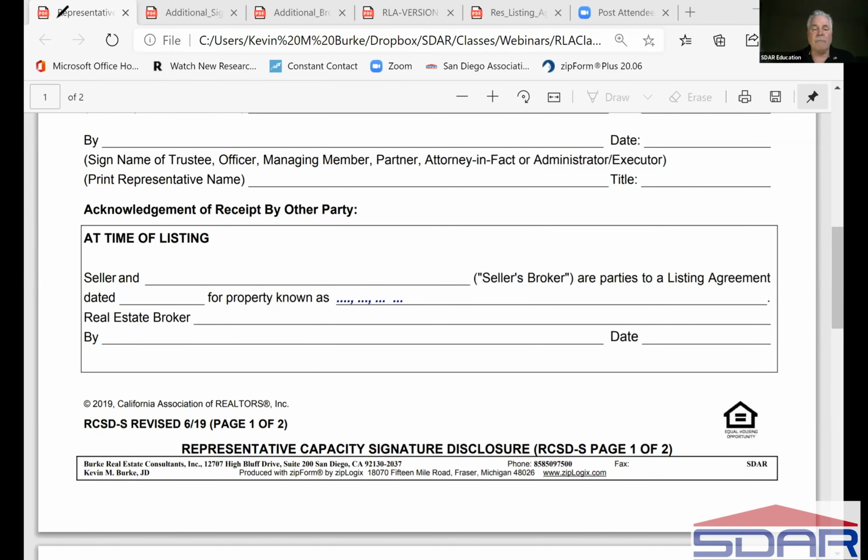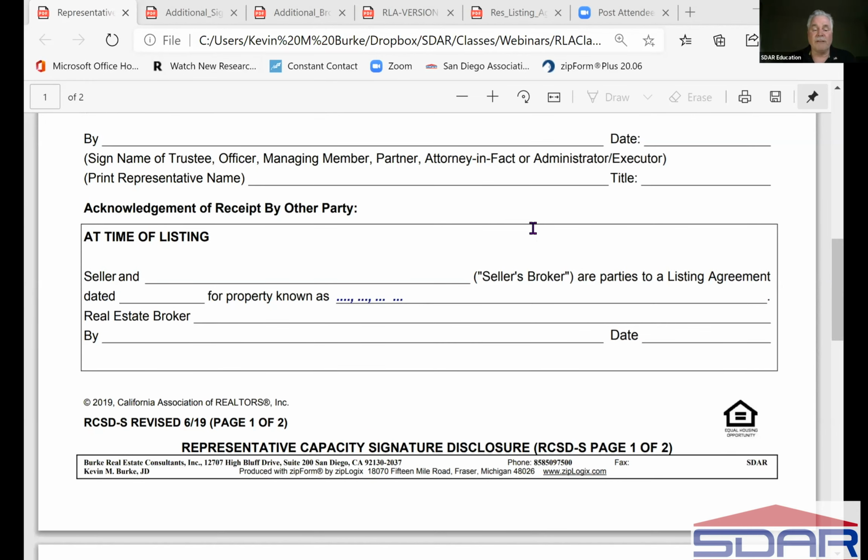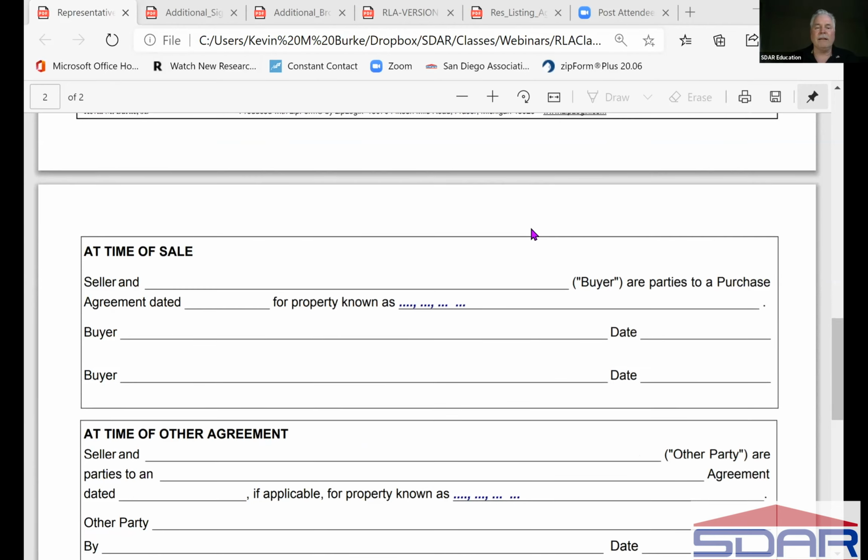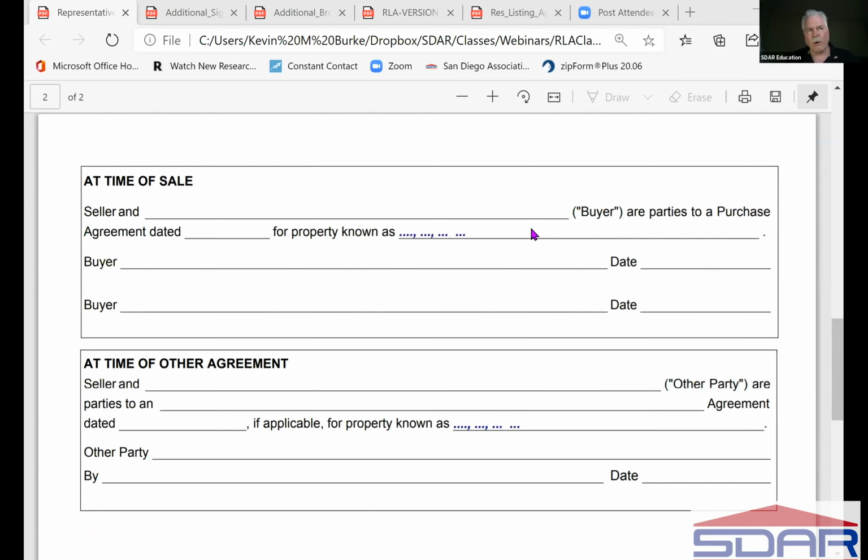All right, and I may very well have to be able to prove that I've got this, because guess what? At the time of the sale, this is where everybody's like, well, why didn't you do your homework at the time you took the listing? Okay, so here we are at the time of the sale, and at that point, the buyer is going to have their name in here.